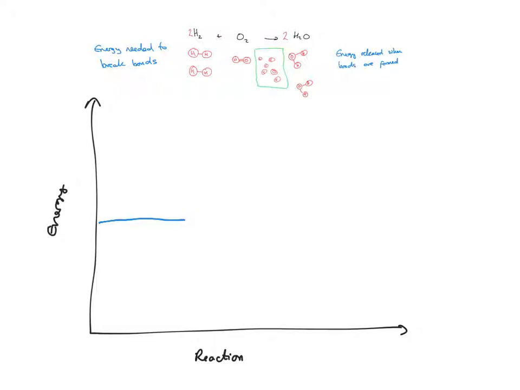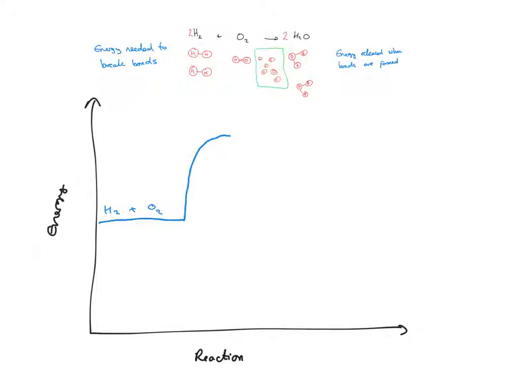So let's say this is their bond energy. This is our H2 and O2. Now, to start this reaction, the first thing I need to do is break the bonds in them, and that requires energy. So first we have to put in energy to break the bonds. Therefore, my energy profile diagram is going to go up like this. That rise is me putting in energy to break the bonds.